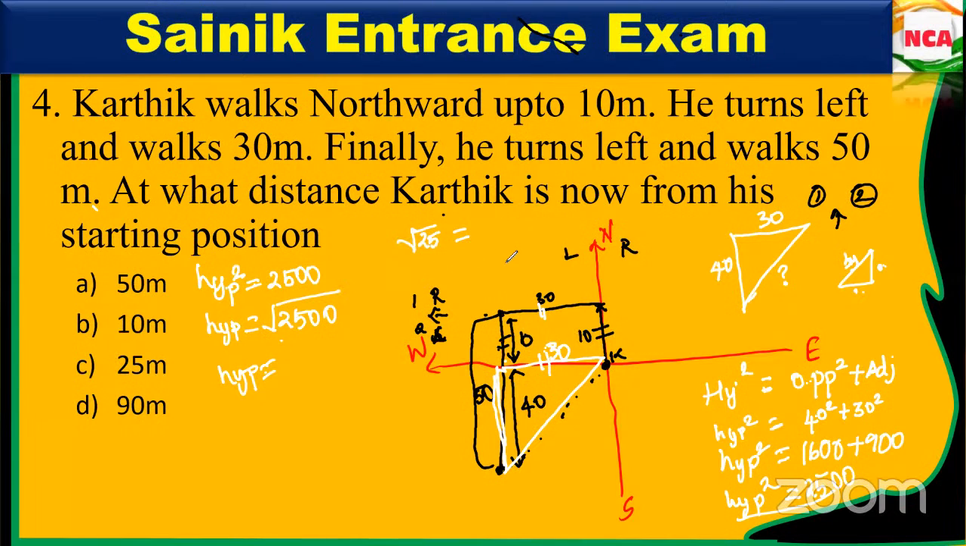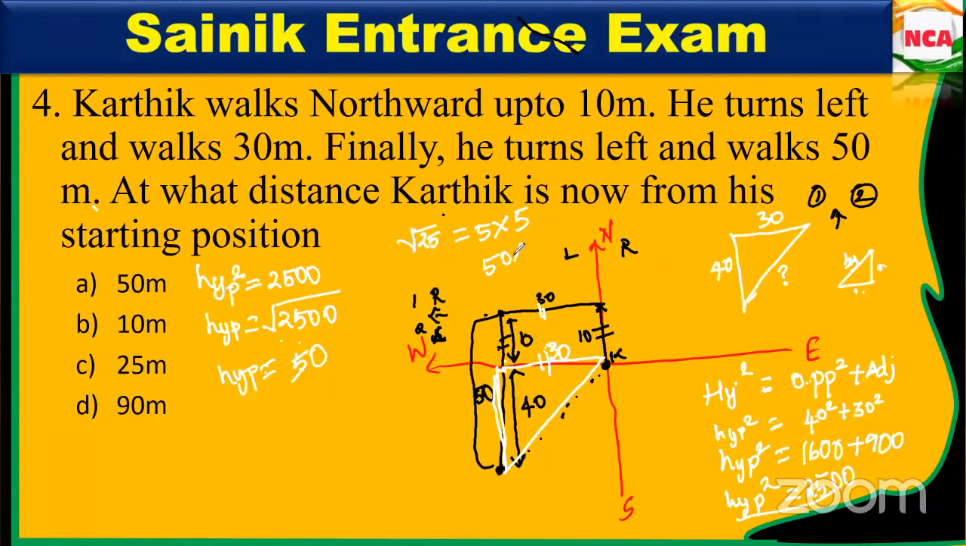When will we get 25? 5 times 5, 5 into 5. If we do it like this, you can remove the square root. So 5 into 5 is 25. Here we have 2 zeros, so we can write 5 and, for the 2 zeros, a 0. So 50 squared.